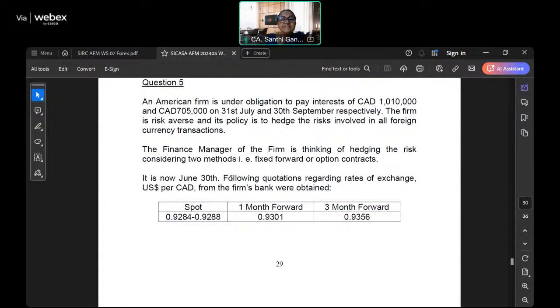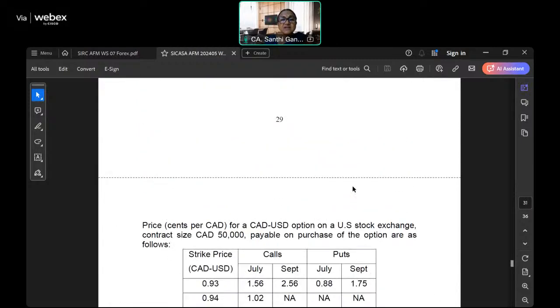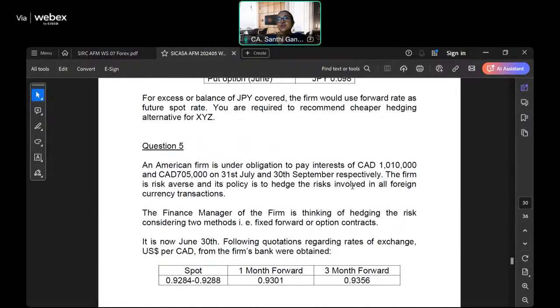It is now June 30th. So 31st July means 1 month. 30th September means July, August, September, 3 months. That's why they have given you the 1 month forward rate and 3 months forward rate. The following quotations regarding rates of exchange, that is US dollar per Canadian dollar, from the firm's bank were obtained. So you have that. US dollar per Canadian dollar.